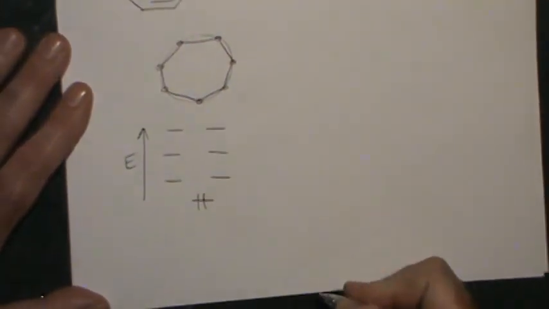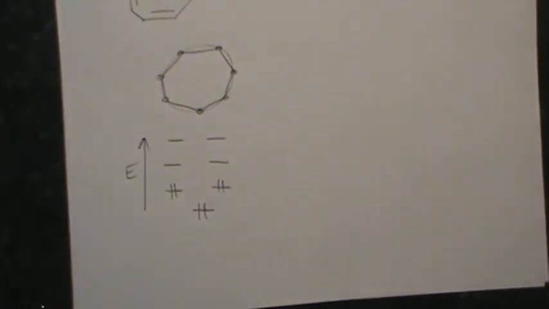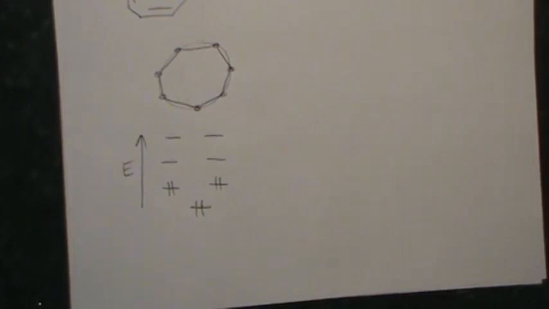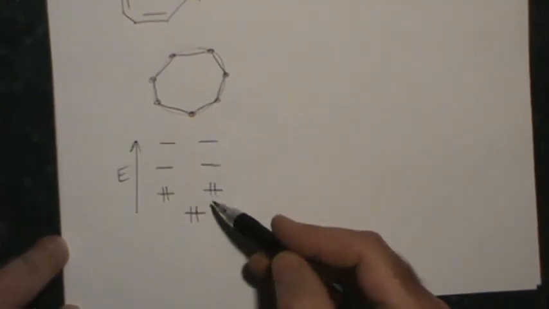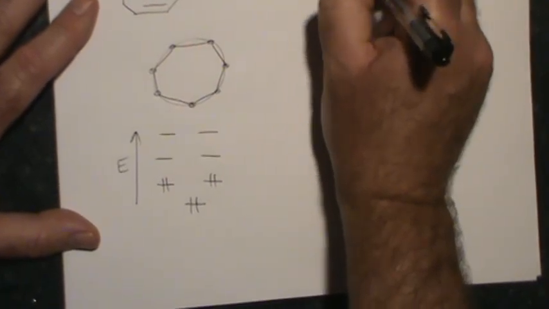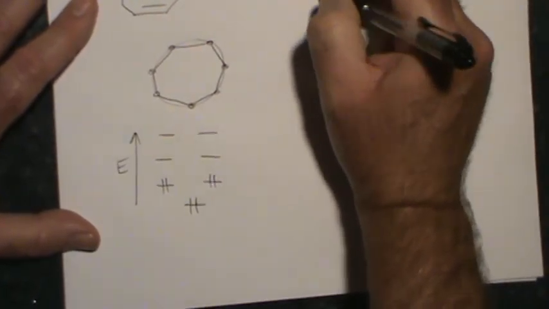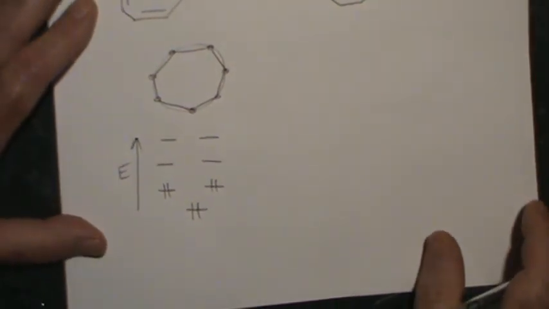The first 2 will go down there, the 3rd and the 4th, the 5th and the 6th, and lo and behold, just like with benzene, just like with the other aromatic compounds we've seen, the low-lying pi molecular orbitals are completely filled. Let's contrast that with cyclooctatetraene.